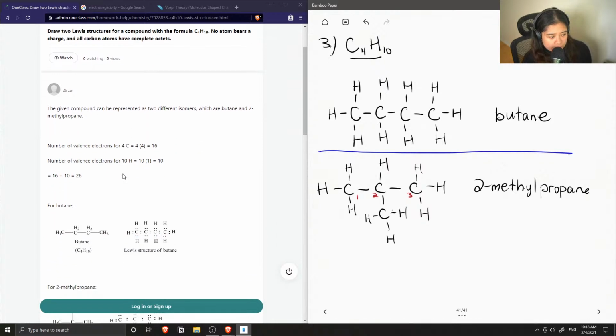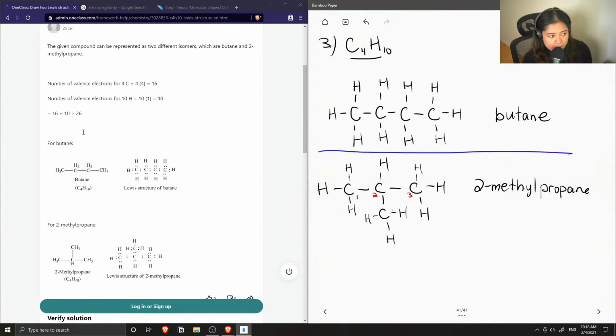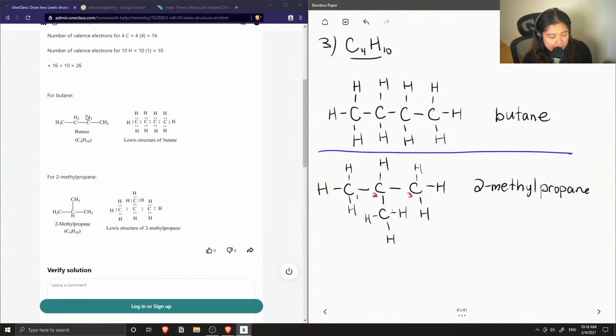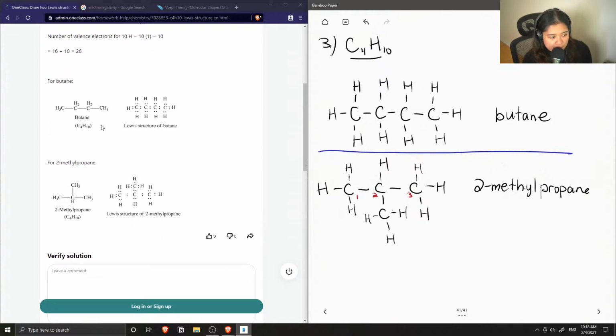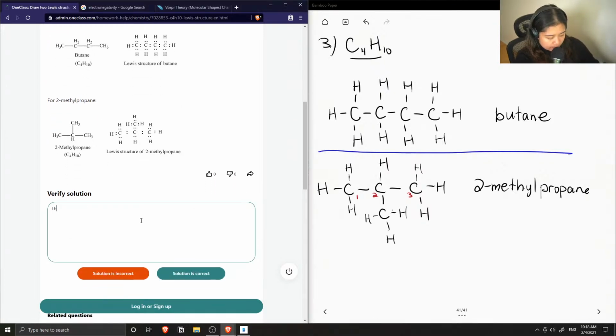Okay, so the junior tutor said that the given compound can be represented as 2 different isomers, which are butane and 2-methylpropane. They calculated the number of valence electrons for both of them, and then they got 26, so they have butane and 2-methylpropane. Okay, so this solution is correct.